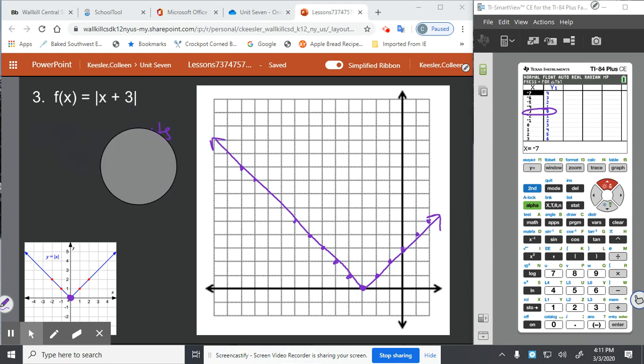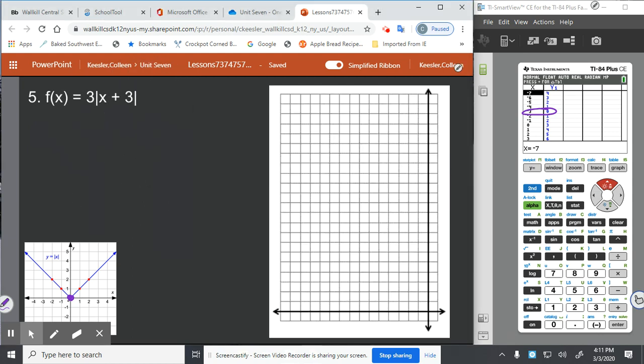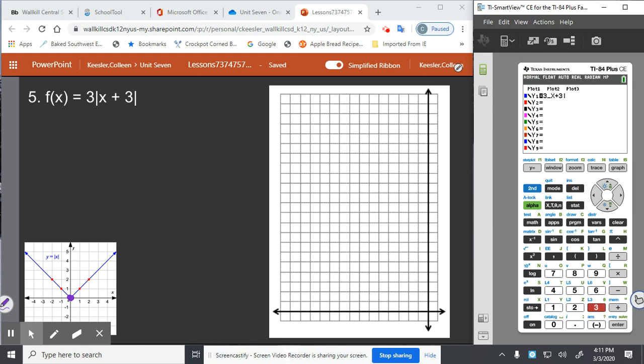All right, let's take a look at number 5. For number 5, now I have 3 outside the absolute value times the absolute value of x plus 3. So I'm going to go back into my y equals and change the function. I can press second insert and put a 3 here, and then I don't have to rewrite the whole thing. And then go to my graph or my table, looking for the vertex. I again have negative 3, 0.